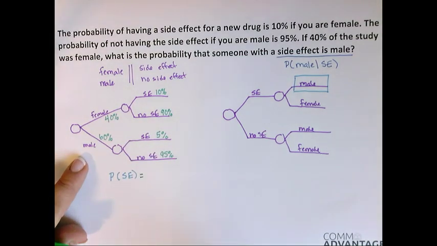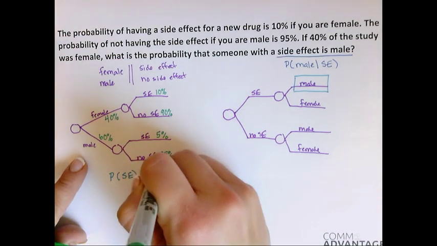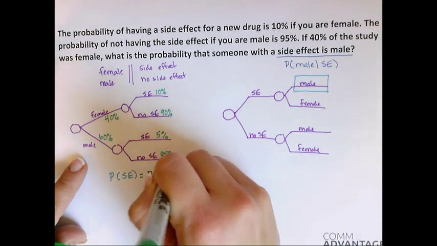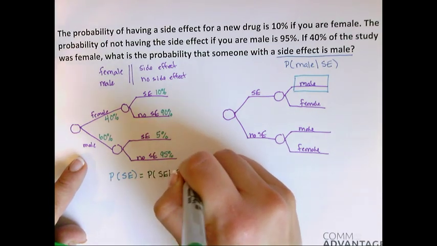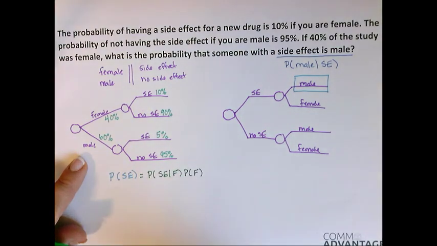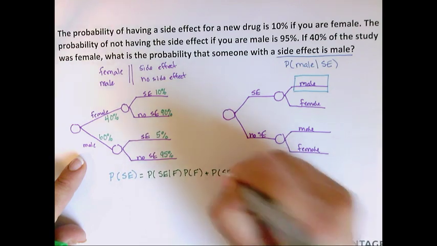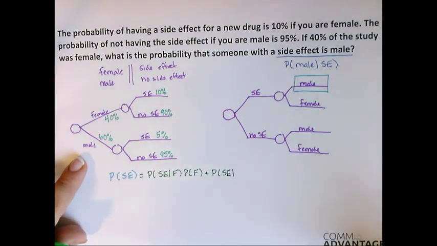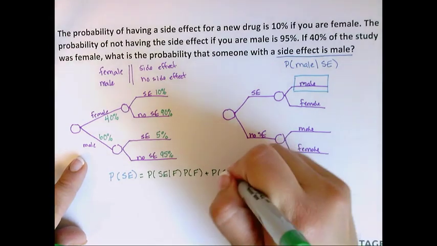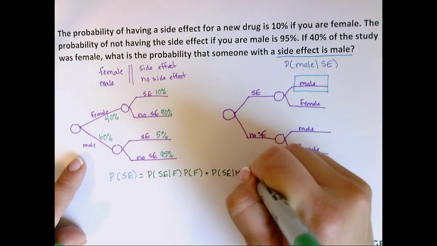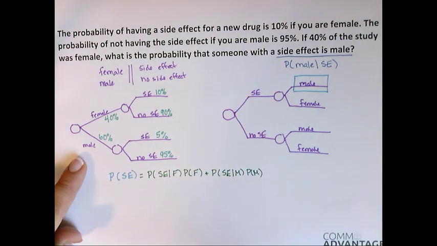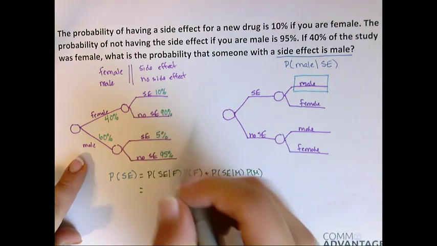Formally, what we're doing is we want to take the probability of having a side effect given being female, and we want to multiply it by the probability of being female. Then we want to take the probability of having a side effect given not being female. So in this case, I'm just going to call that male, because that's the more intuitive notation we're using right now. And I'm going to populate that. So my probability of having a side effect given that I'm female, that's that 10% there.